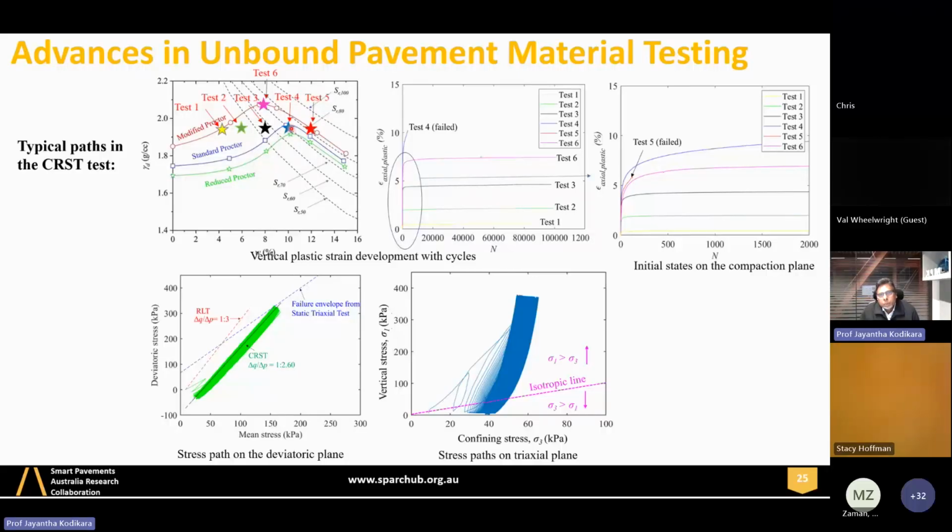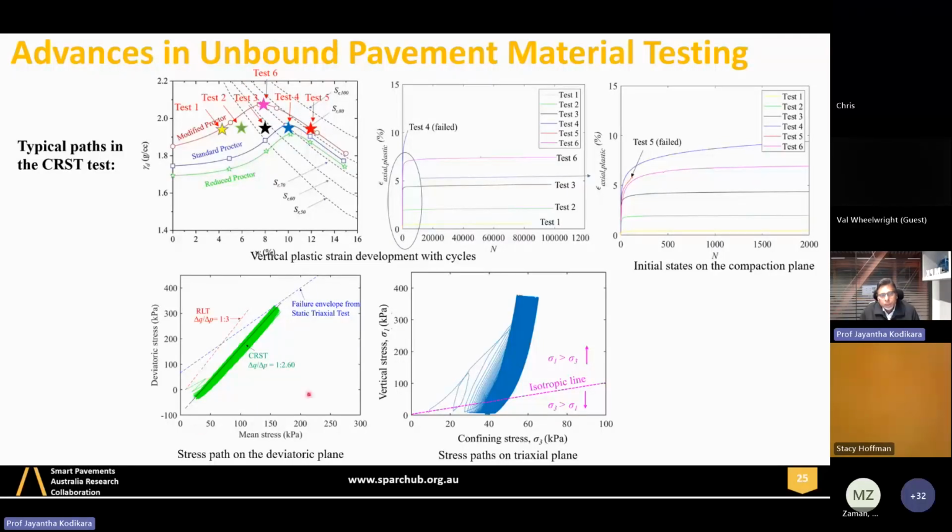Test 5 has also failed. But test 6 is higher density in modified Proctor on the optimum. It has not failed because of high density, but it has shown the highest rutting. So you can see the importance of this optimum degree of saturation line and going to the wet side, right?